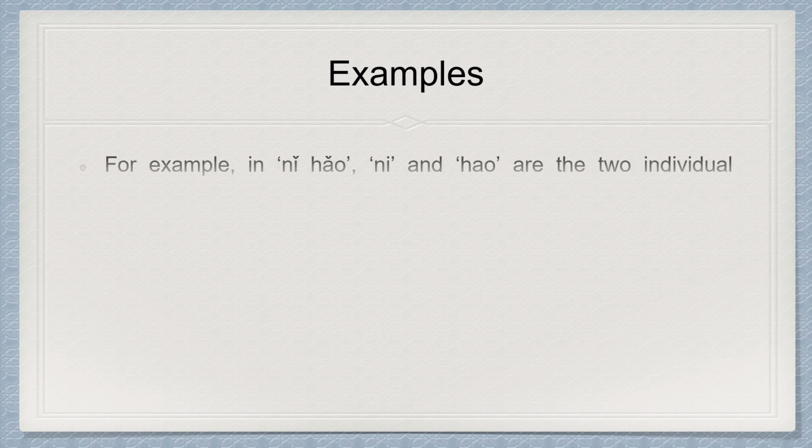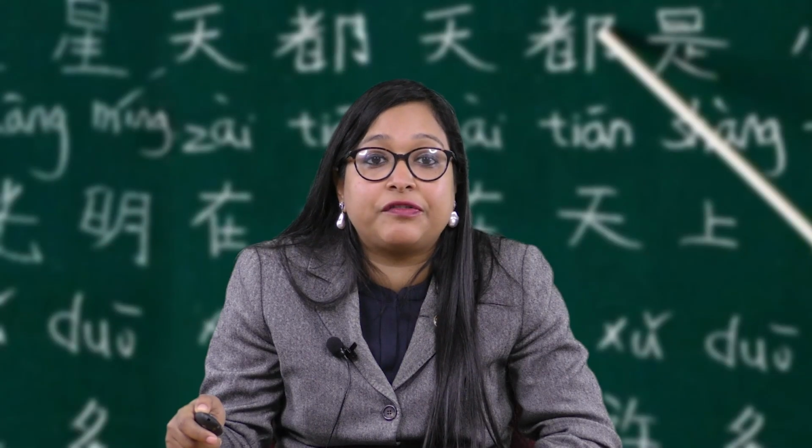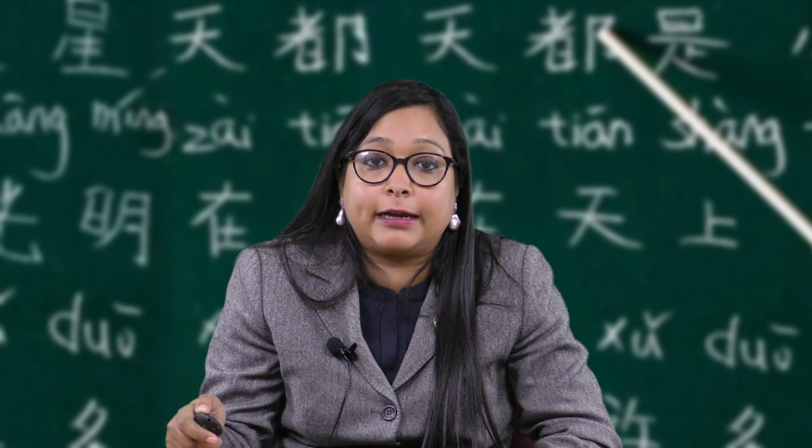For example, in ni hao, ni and hao are two individual syllables. Here, n in ni and h in hao are both initials, or as they call in Chinese, sheng mu. I in ni and ao in hao are the finals, or as they call in Chinese, yun mu. Therefore, as you can see, the finals always follow the initials and the tones are generally put on the top of the finals.